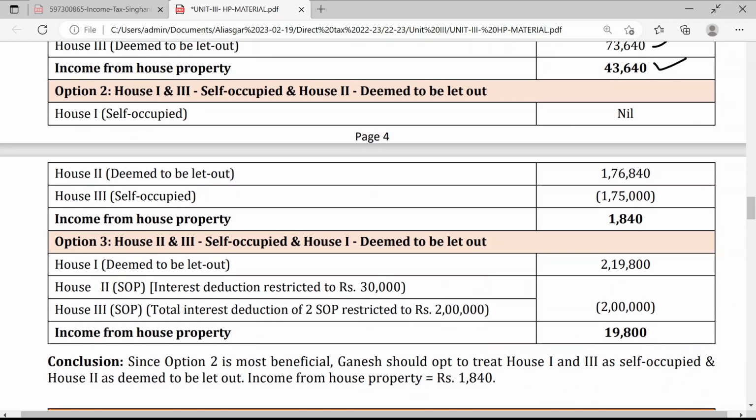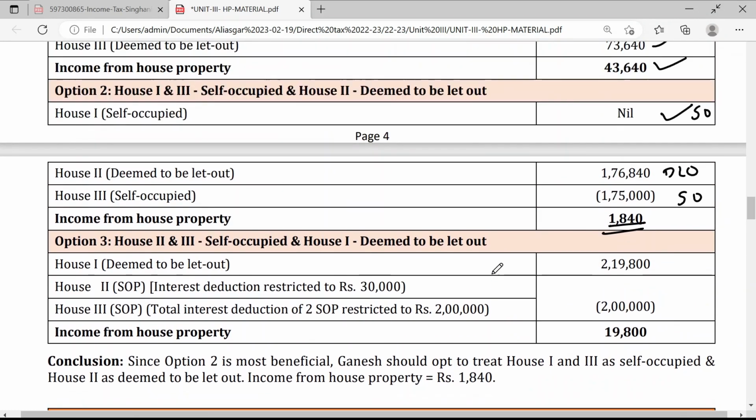So 1,75,000 minus. What is your total income from house property? 1,840. So first house nil, second 1,76,840 as given if it is DLO, and this other one is also self-occupied property. So what is your income from house property under option number 2? Under option number 2 it is 1,840.